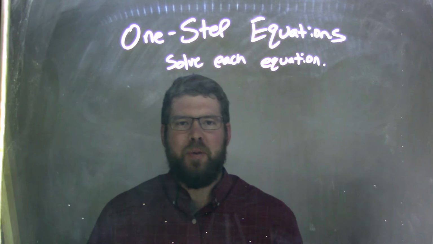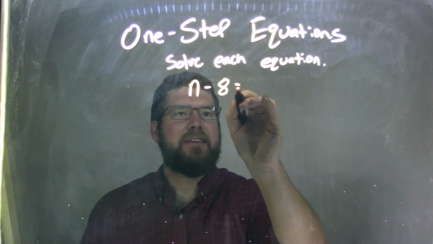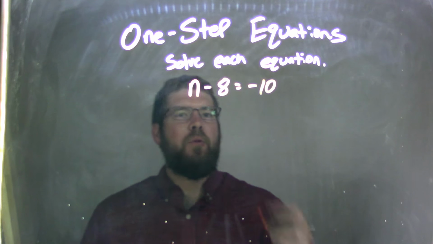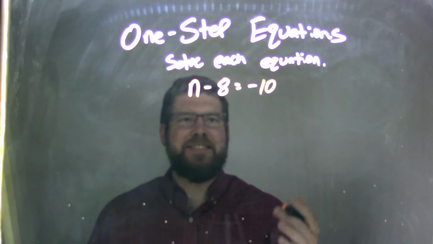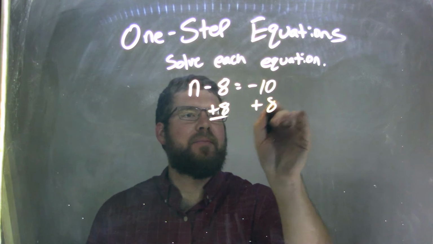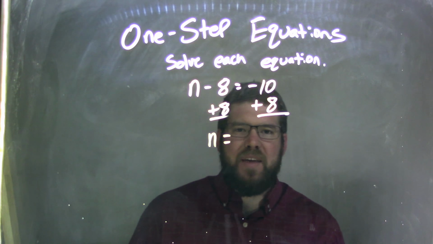We're going to solve each equation. So, if I was given this equation, n minus 8 equals negative 10, okay? Well, this minus 8, the opposite of subtraction is addition, so the first step here is to add 8. So I'm going to add an 8 to both sides. Well, I have n equals negative 10 plus 8.